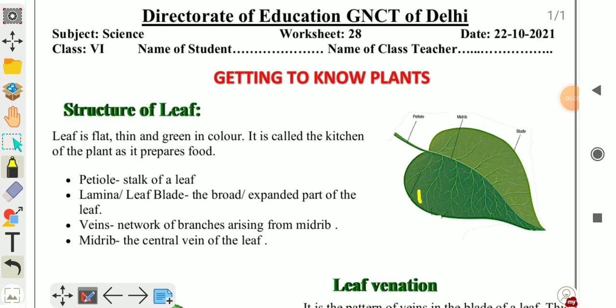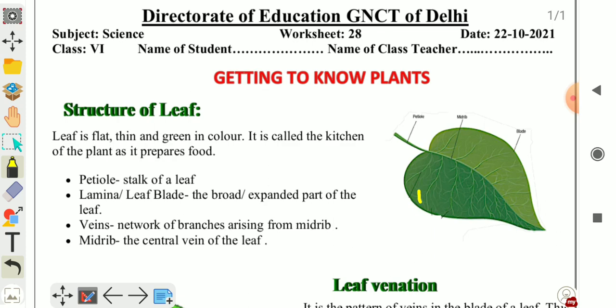Today's worksheet number 28, subject science, getting to know plants. In this worksheet, we will discuss the structure of leaf venation and also the process of photosynthesis.